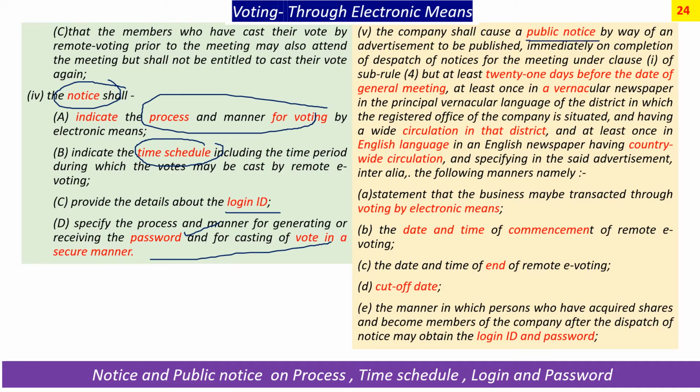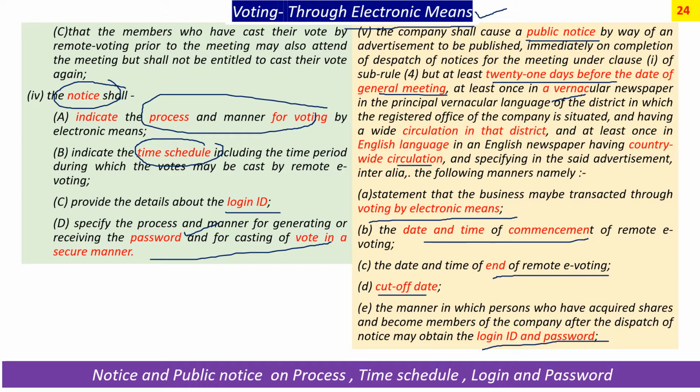And it also further says whenever you are having a listed company which is going for electronic means, you need to give a public notice 21 days before the general meeting in a vernacular newspaper and also in an English newspaper, of wide circulation. What it will highlight, it will say company is allowing voting by electronic means. When will the electronic voting commence? And what is the date of ending of the e-voting? What is the cutoff date? And how to obtain the login ID and password. This is published to ensure that electronic voting becomes a habit.